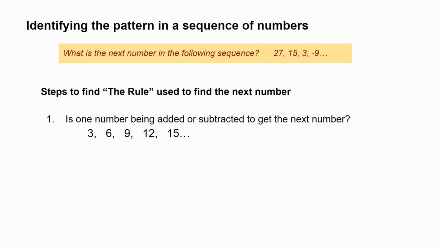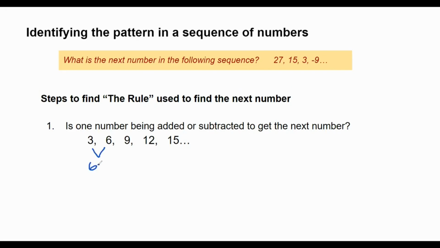Here's an example. And the classic method is to subtract. Start by subtracting the first number from the second number. For example, here we have 3 and 6. So let's subtract 3 from 6. That gives us the number 3. Then we do the same thing with the next pair of numbers. 9 minus 6. That's also 3. We do it one more time. 12 minus 9. That's also 3.